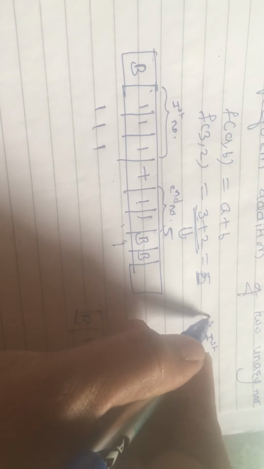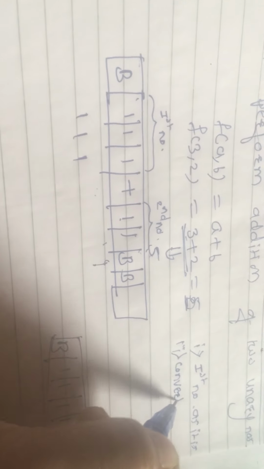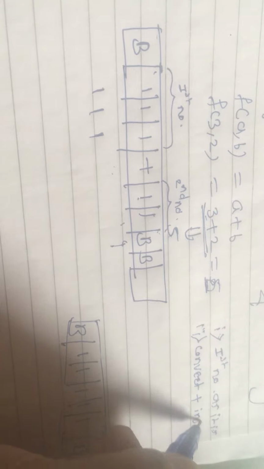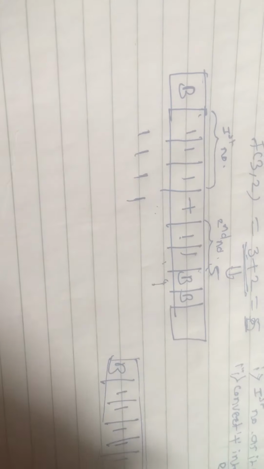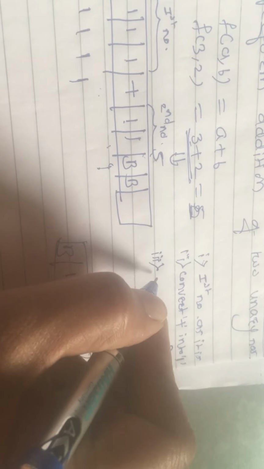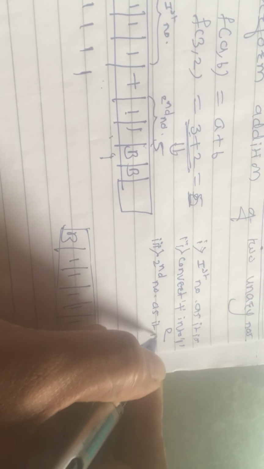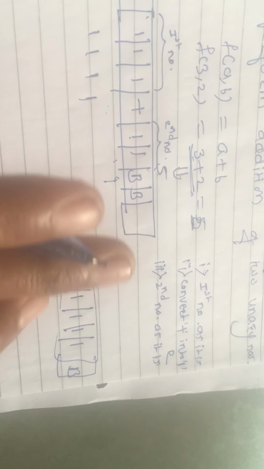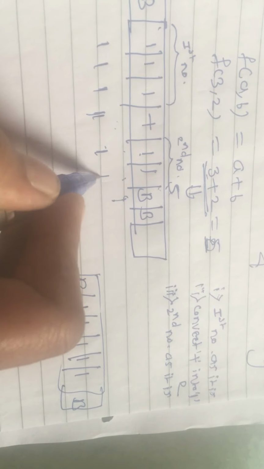Then convert plus into 1. Now convert this plus sign into 1. Again move to R. Direction is R. Then read the second number as it is. Again read the second number as it is. Okay, this one will be as it is.